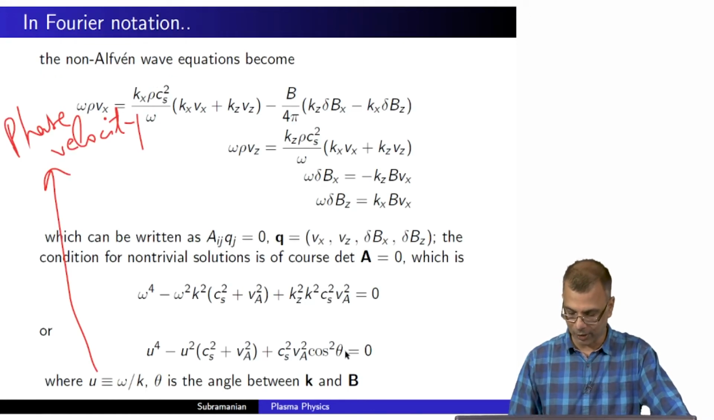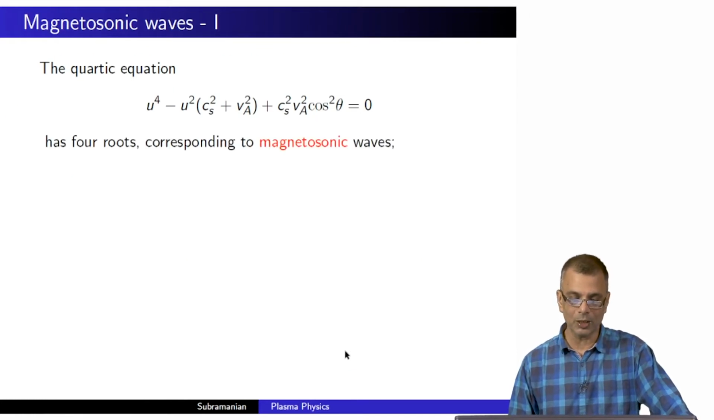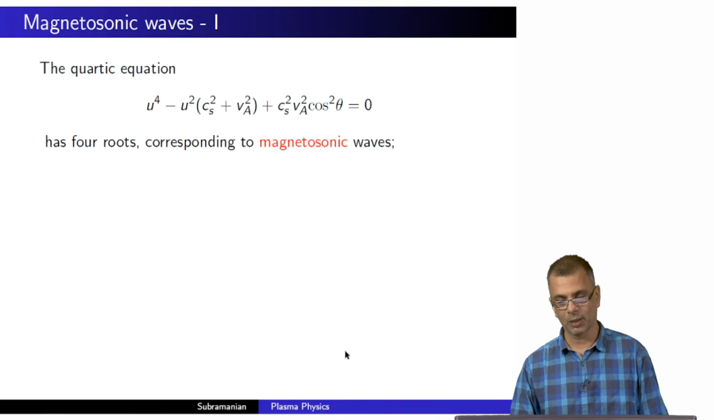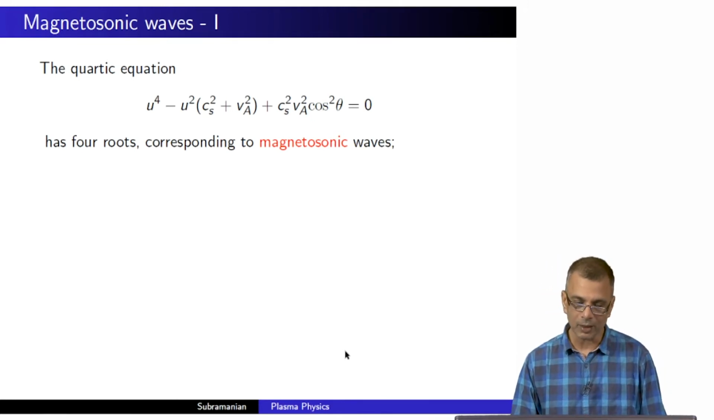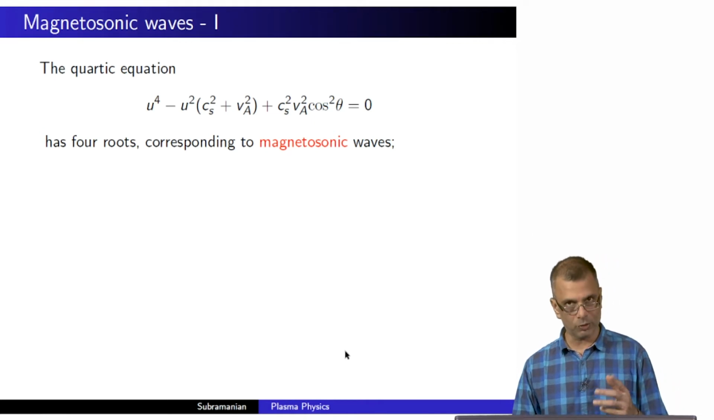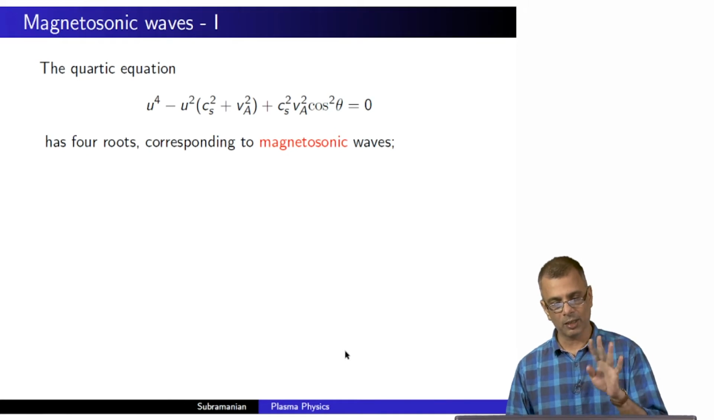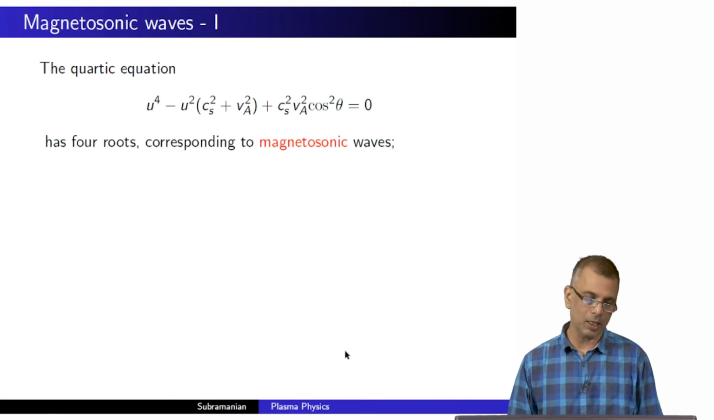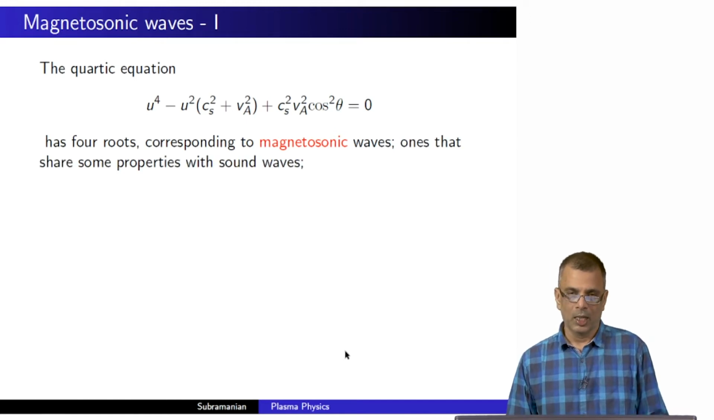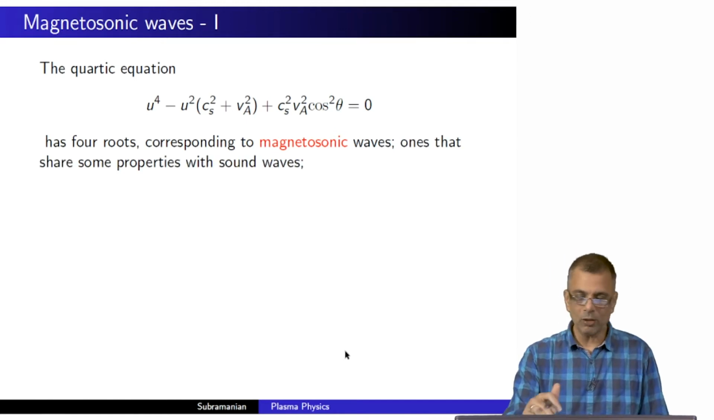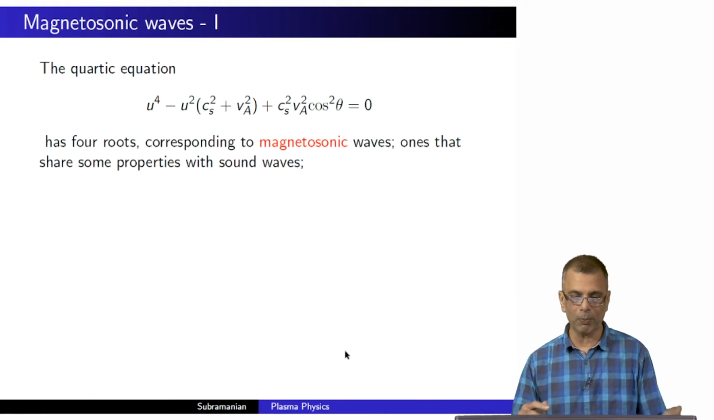I've simply repeated this on the next slide just for convenience. And so this equation has 4 roots clearly, simply because it's a quartic equation. It has 4 roots instead of 2 roots. A quadratic equation would have 2 roots. In this case, there are 4 roots, and these 4 roots correspond to magnetosonic waves. And as the name implies, since there's a sonic in the name, these waves share some properties with sound waves.